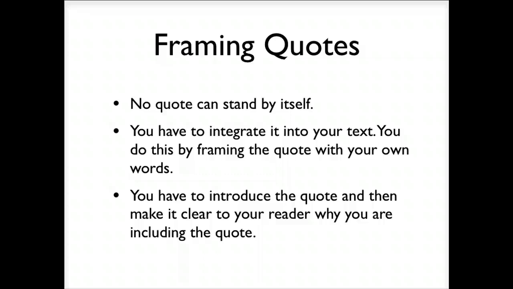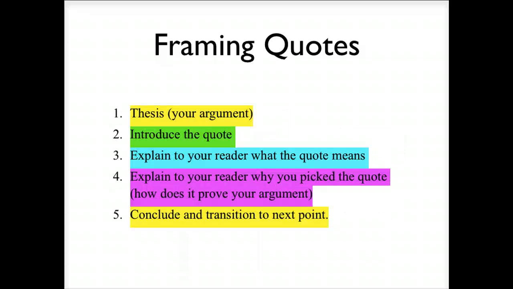Briefly, you do this by introducing the quote, and then after you've quoted, making it clear to your reader why you're including the quote. My kind of color-coded chart for this is what a framing of a quote should look like. First, there should be some argument from you, something that you're trying to say, that you're using the quote to back up, to argue with, whatever reason you might be bringing the quote into your paper. You have to introduce the quote. It's important that your reader knows who's saying the quote and where the quote's coming from. After you've quoted, you need to explain to your reader what the quote means. So this is going to be a paraphrase, right? A simple, here's what I believe the quote says.